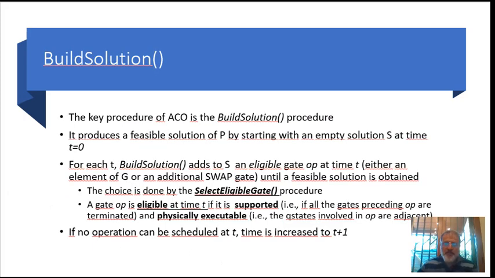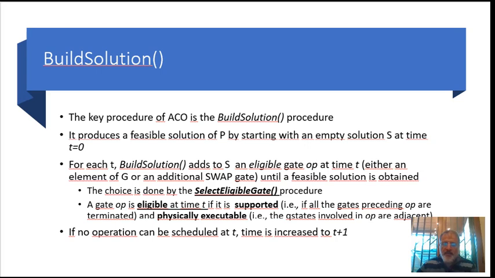The key procedure of the ant colony optimization is the BuildSolution procedure, which returns a feasible solution starting from an empty solution S at time t equal to 0. For each time t, the BuildSolution procedure selects a quantum gate to insert in the solution, either a phase shift, a mix, or a swap gate, until the solution is complete. The selection is performed by the SelectEligibleGate procedure, which picks up the quantum gate that, among all the eligible gates at time t, appears to be the most promising to obtain a good solution.